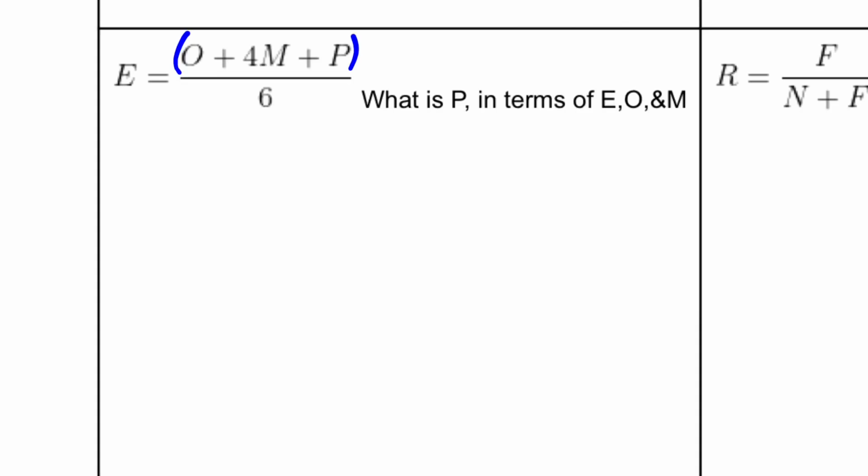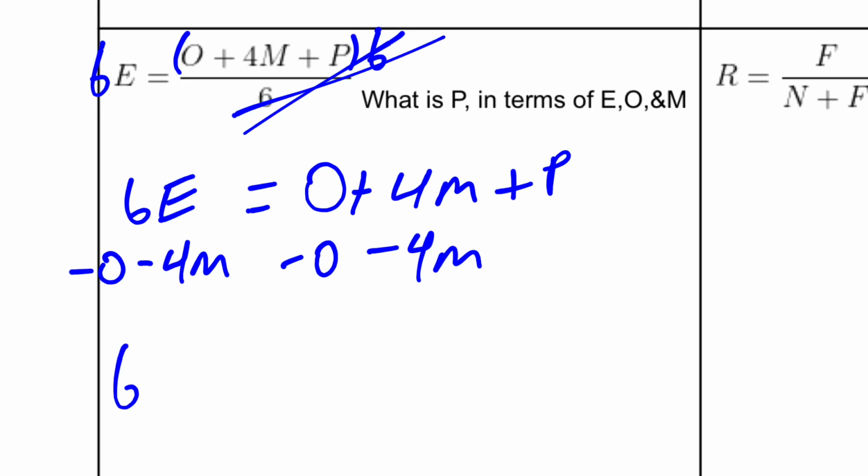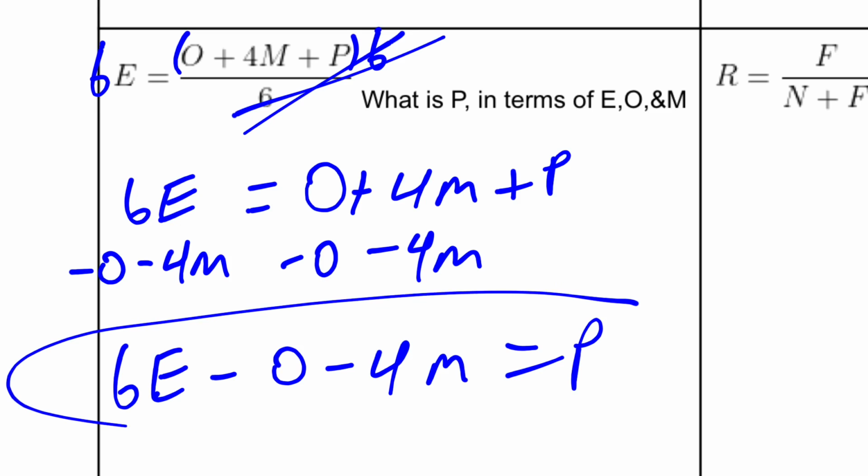Think about there being parentheses here on the top of the fraction. That tells me to multiply by 6 first, and this part goes away. So I have 6e is equal to o plus 4m plus p. I'm going to subtract the o and the 4m at the same time. And I have 6e minus o minus 4m is equal to p.